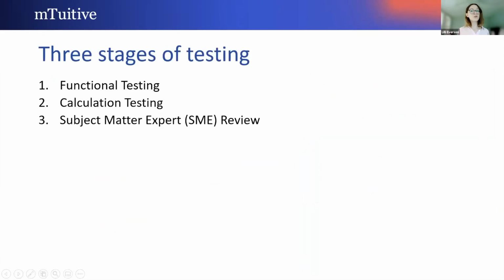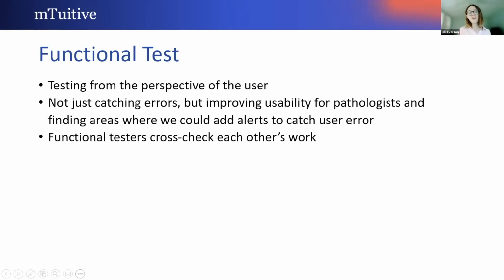So once the knowledge engineers have signaled that the authoring process is done, we get into the actual testing stage. So there's three main stages of the testing: functional testing, calculation testing, and subject matter expert review. And I'm going to go into each of those in a little more depth. So first of all, functional testing is essentially just testing from the perspective of the user. So our functional testers actually open up the same product that you use, they open up eForm, and they open up the checklist, and they go through it like a user would go through it.